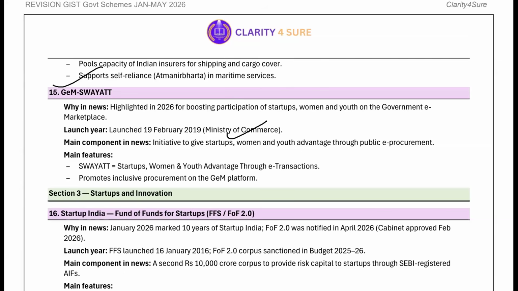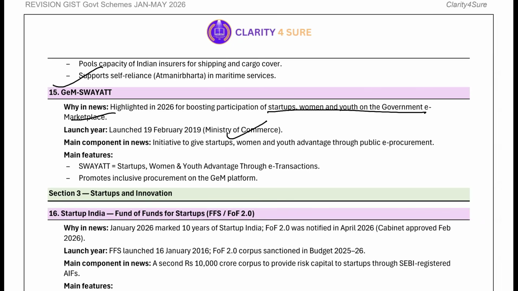The full form of GEM is Startup Women and Youth Advantage through e-transaction. Please note it down. Are you all getting my point? समझ में आ रहा है? On the government e-marketplace, right? On the government e-marketplace. This is the full form.